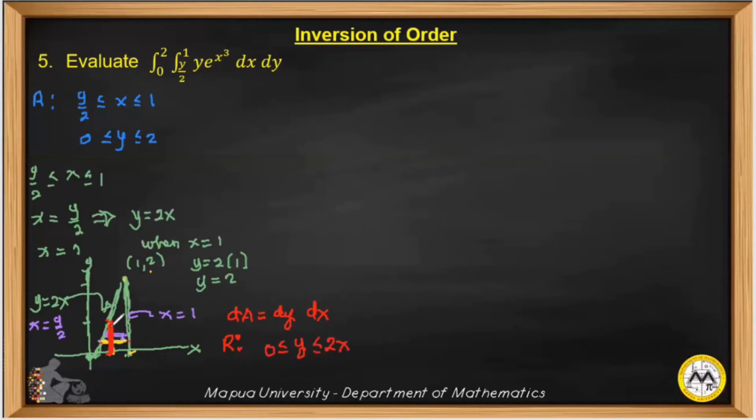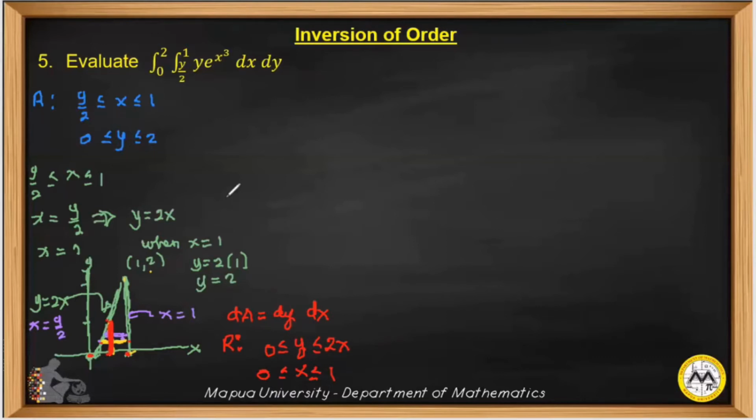Take note that if we draw any vertical line, the lower point is determined by the x-axis, so y is equal to 0, and the upper point is determined by the line y is equal to 2x. So y will go from 0 to 2x. Now, what about x? We go lower to upper, so this time we go left to right. The leftmost value of x is 0, and the rightmost is 1. Therefore, x will go from 0 to 1, and this becomes the new limits of integration.